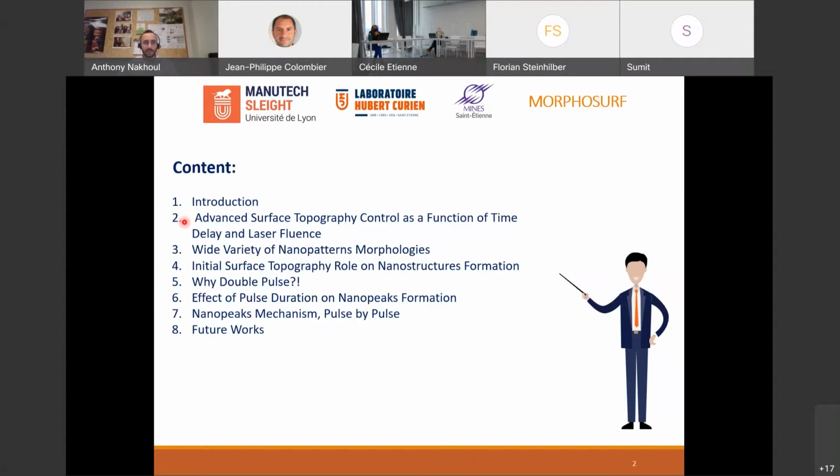Here I'll present some AFM images for the same laser setup used by Anthony. After that, I will show a variety of nanopattern morphologies. Then I will discuss the important role of initial surface topography in controlling the nanostructure formation after laser irradiation.